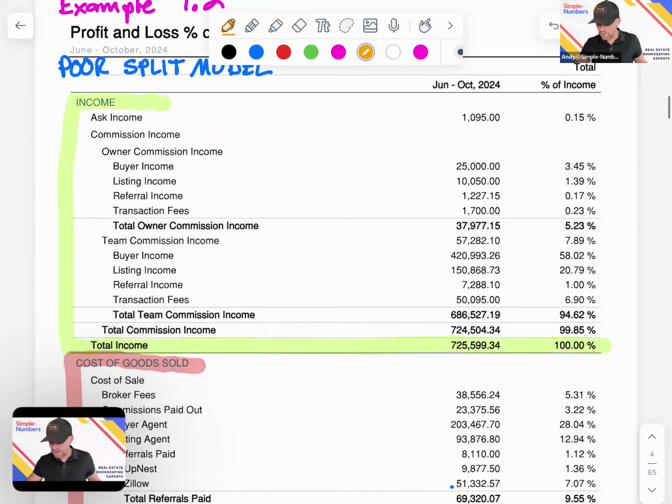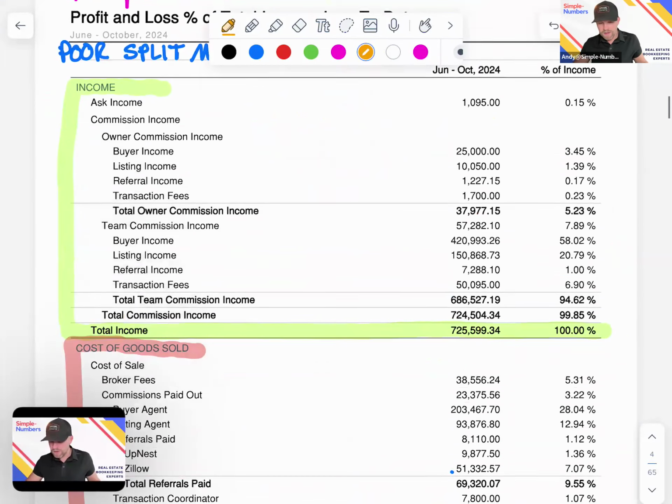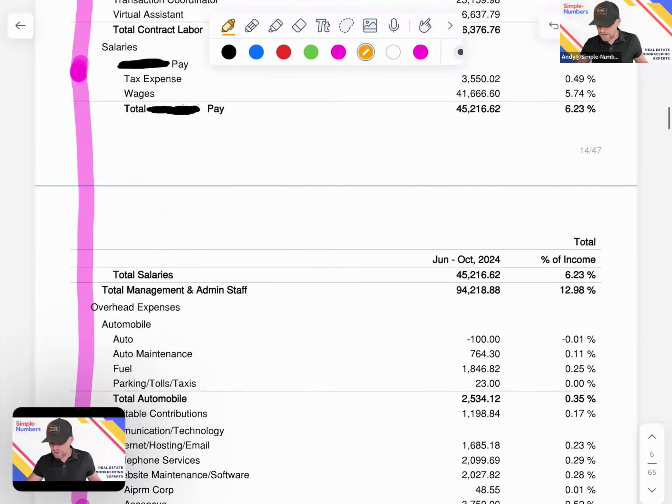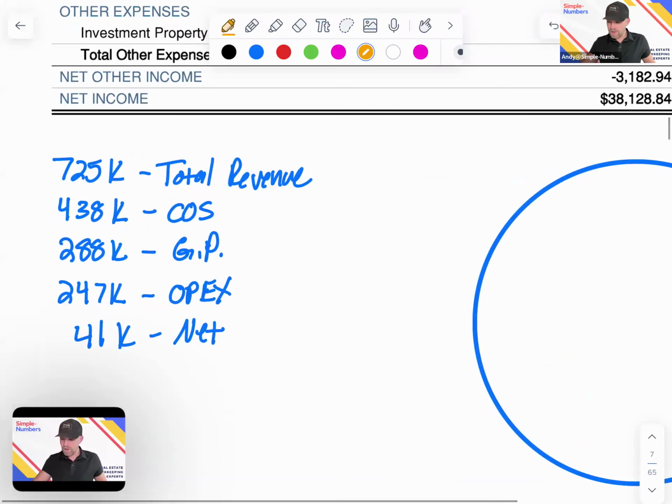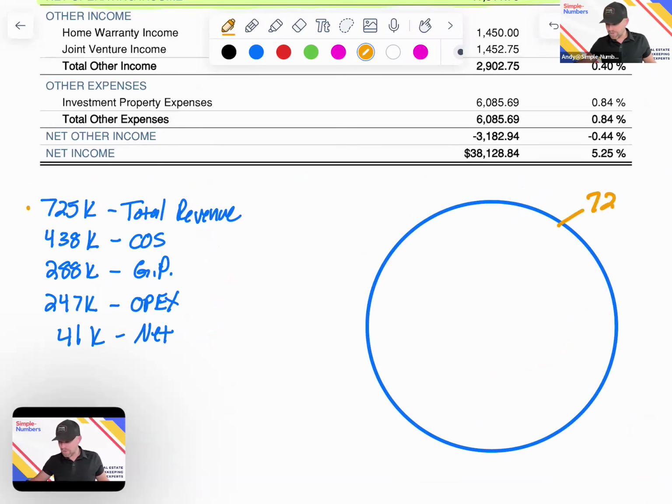I have another example around this for you around split models. I'm just going to scroll down and show you the actual numbers right down here. So in this economic model, there was $725,000 of total revenue. So that's the pie, 725. Then 438 of that went out in costs of sale, and that's 60%.